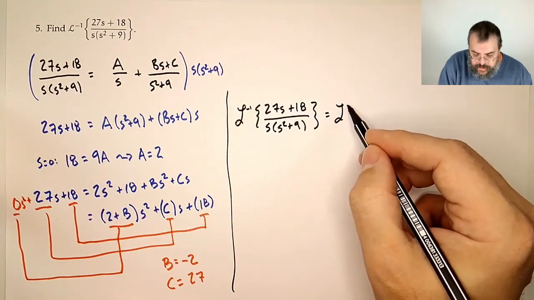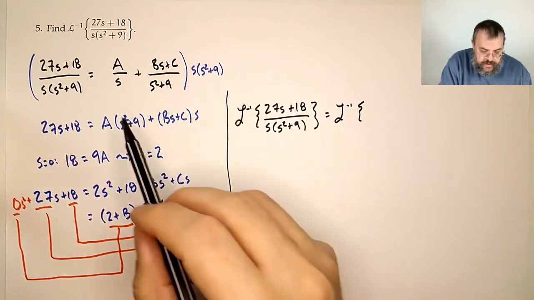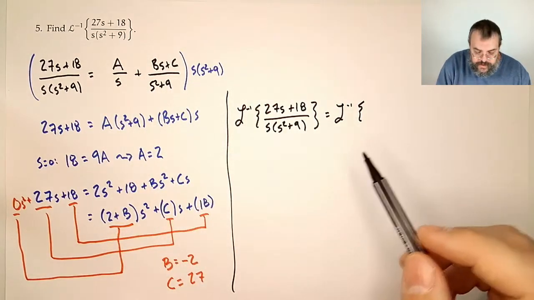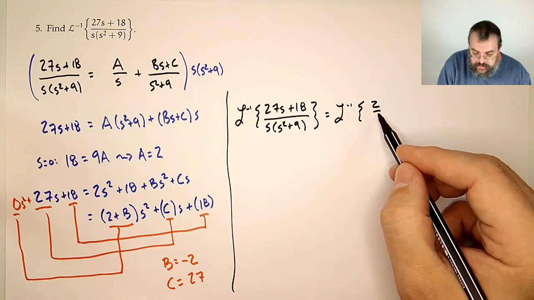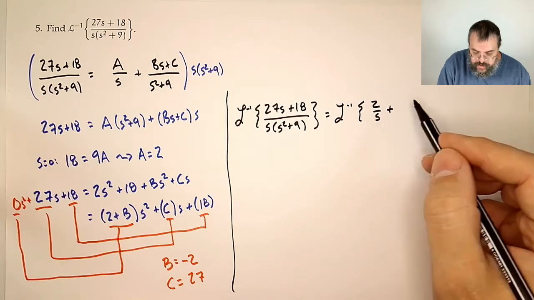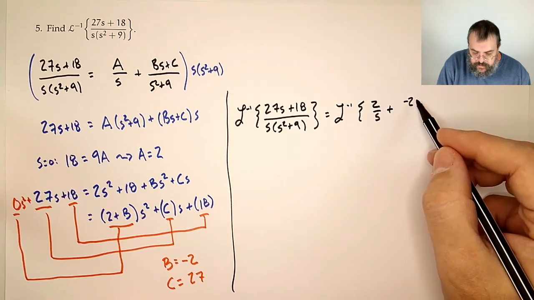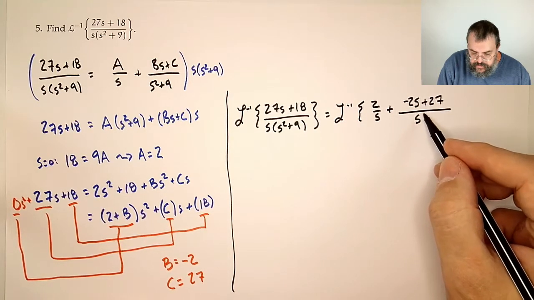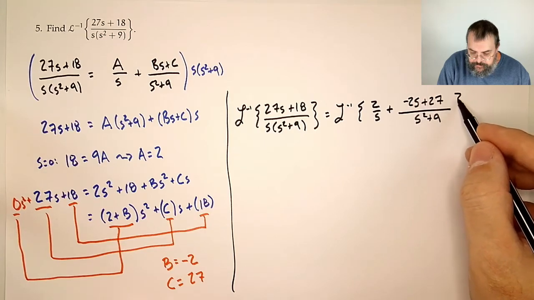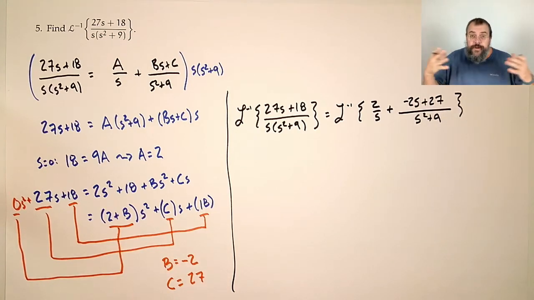is the inverse Laplace of, and now we use this form here and the constants that we know, 2 over s plus (minus 2s plus 27) over (s squared plus 9). Okay, so that's the partial fractions. We're going to do a little bit more here.